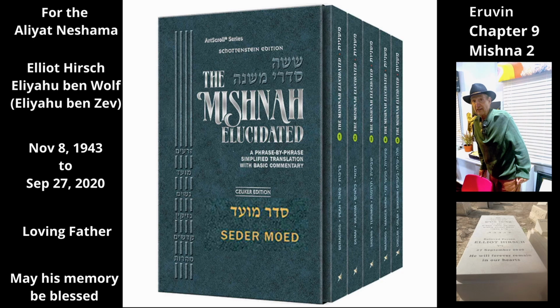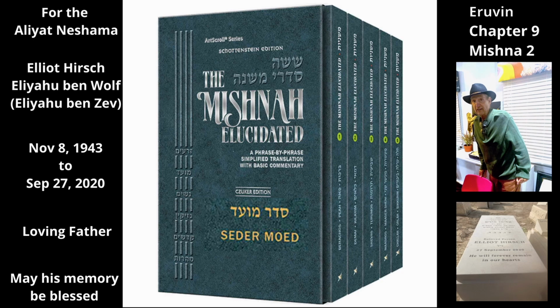But carrying on the small rooftop is forbidden because the overlaps are not considered a partition for the small rooftop. Therefore, the small rooftop is considered completely open to the large rooftop, and since the rooftops are not joined in an Erev, carrying on the small rooftop is forbidden.